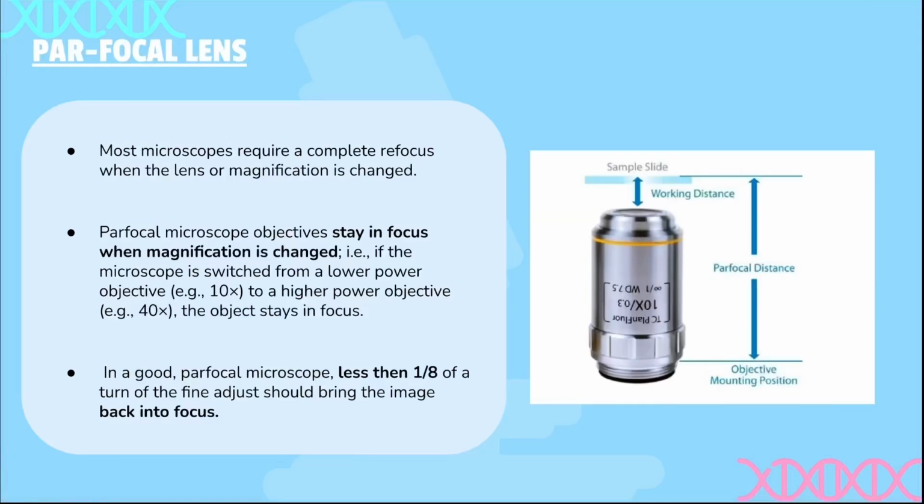And most modern bright field microscopes are parfocal. But what does it mean by parfocal? It is the ability of a microscope to stay in focus as the user switches among the objectives. In a good parfocal microscope, less than 1/8 of a turn of the fine adjust should bring the image back into focus. It is very helpful for a microscope to be parfocal because the user does not have to adjust the focus knob when changing the power of magnification.